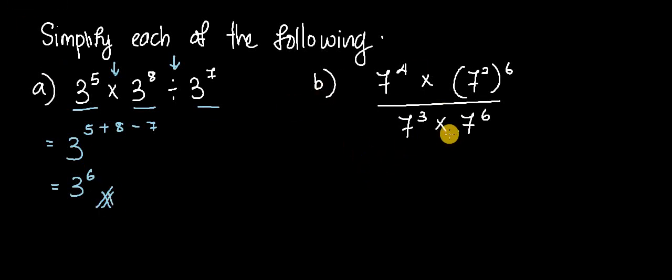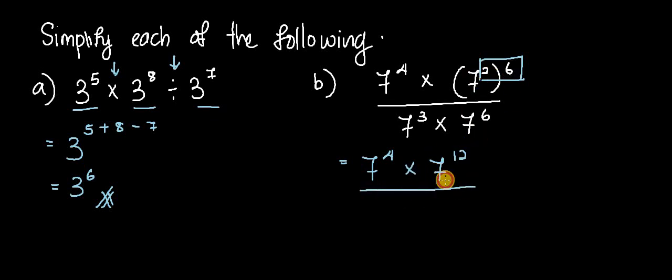Now for the B part, I have quite a number of things going on here, but the first thing I'll try to solve is always my bracket. Alright, let me just get rid of this. It looks quite messy here. So I know that a bracket means the powers I'm going to times. So that's what I'm going to do first. Alright, so I will take 7 power 4 times 7 power 6 times 2, I get 12, over the bottom is 7 power 3 times 7 power 6.